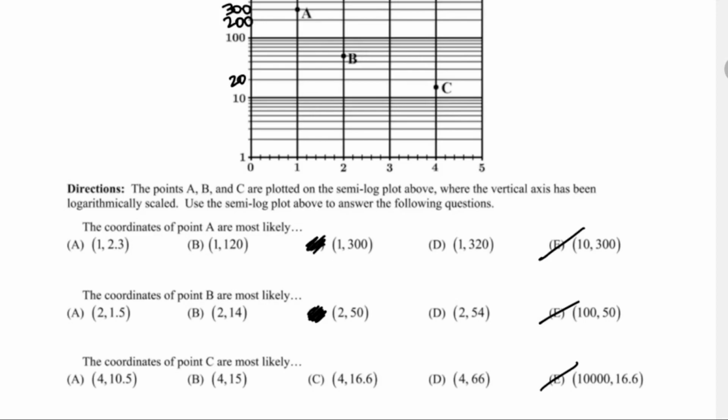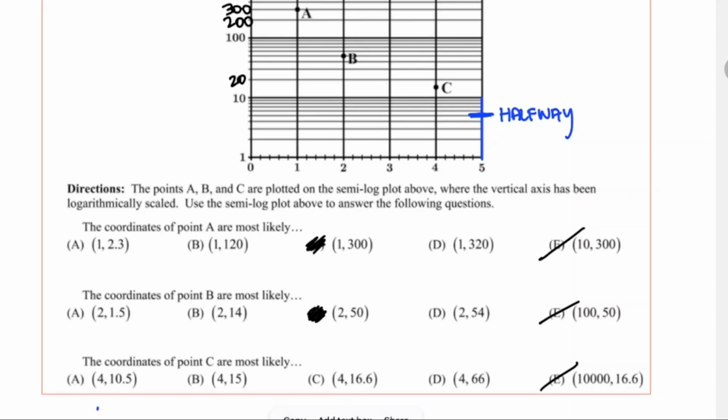How am I supposed to know whether it's 15 versus 16.6? Let me think about that for a second. Let's see. I'm going to have to pause this. All right, so this is the best I can figure. Definitely I know that 10.5 is too good to be true. That'd be really close to 10 on the scale of 10 to 20. So that one's out. Don't like that.